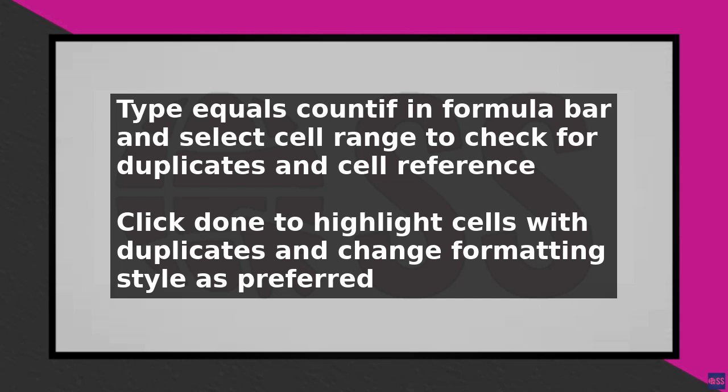For example, if you want to check for duplicates in column A, the formula would be =COUNTIF(A:A, A1) and then greater than 1. Click Done and Google Sheets will highlight all the cells in your selected range that have duplicates. You can also change the formatting style to your preference by selecting the formatting options below the formula bar.